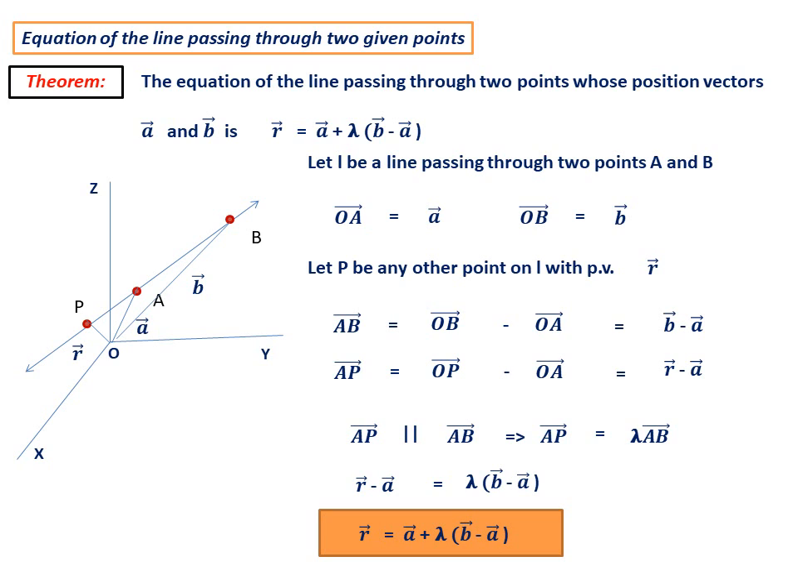So this you have to remember. Here the condition is that the line passes through two points A and B. Position vector of A is A, position vector of B is B. This is the vector form. Let us proceed.